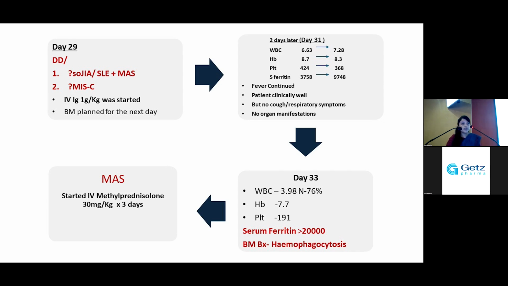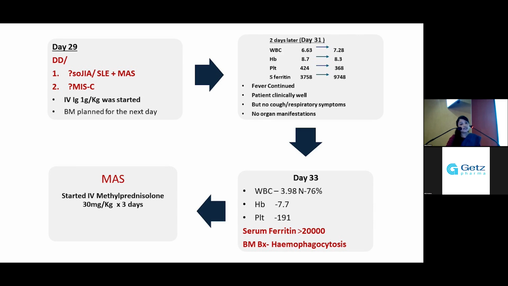we had 2 differentials in mind, as the patient had fever and a generalized maculopapular rash, although it was for 1 day. Whether this is systemic onset JIA or whether this is SLE, as the patient's ANA was positive, combined with the ongoing macrophage activation syndrome. And the second differential, we thought whether this is multisystem inflammatory syndrome in children. Although COVID-19 is rare these days, the patient has a positive COVID antibody and the fever presentation and the rash, so these differentials should also be considered.